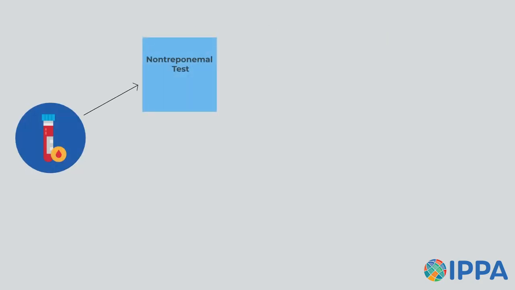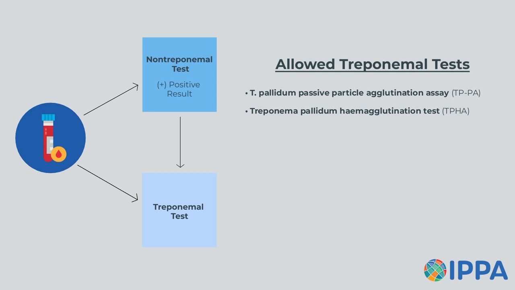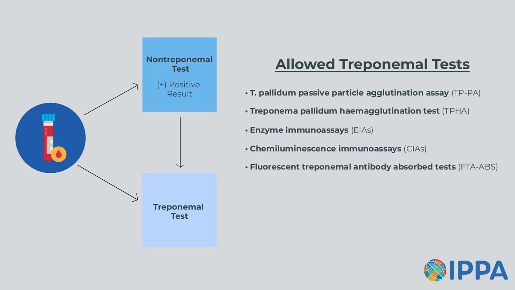2. Positive or reactive results on non-treponemal tests must be confirmed using a treponemal test on the same blood sample, and testing must be performed in this order. The following tests are allowed to be used for treponemal testing: T. pallidum passive particle agglutination assay, Treponema pallidum hemagglutination test, enzyme immunoassays, chemiluminescence immunoassays, fluorescent treponemal antibody absorption tests, immunoblots.